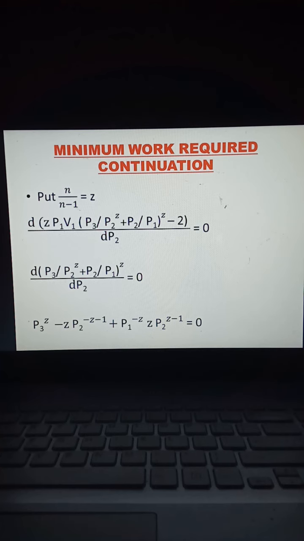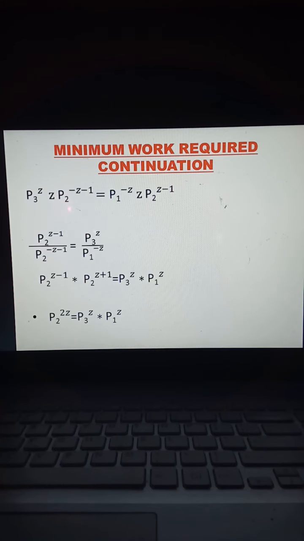Since the first term contains a minus sign, I will bring that term to the right hand side. So the equation becomes P3 raised to Z, P2 raised to minus Z minus 1 is equal to P1 raised to minus Z into P2 raised to Z minus 1. Then I cancel this Z term and this Z term. So I got an equation. I bring this P2 raised to minus Z minus 1 to the right hand side, and I will bring the P1 term to this side.